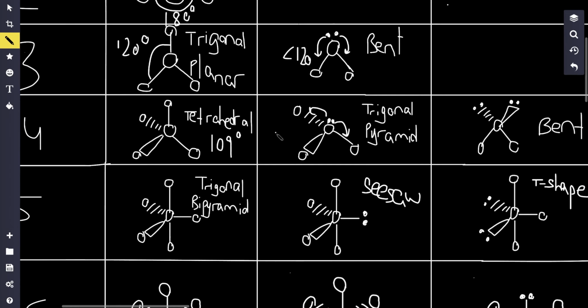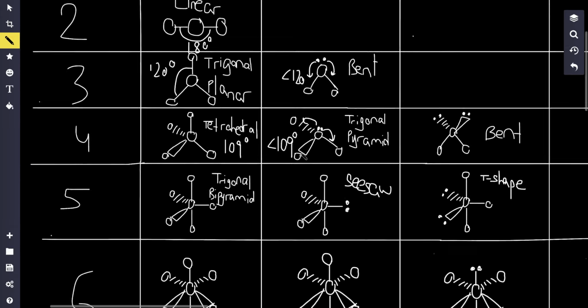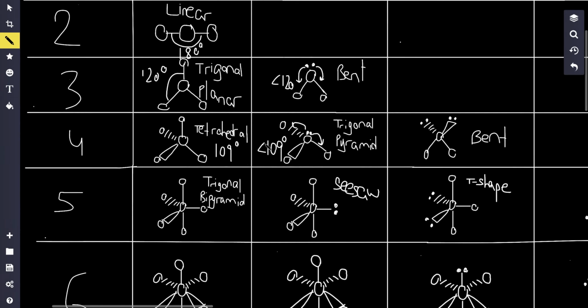But for a trigonal pyramidal structure, the bond angle is going to be less than 109 degrees between the atoms in this structure, okay? The reason why we say it's less than 109, once again, is that the lone pair electrons are repelling these bonds. It makes them come closer together and reduces the angle that it originally was, right? It reduces the angle that it originally was.